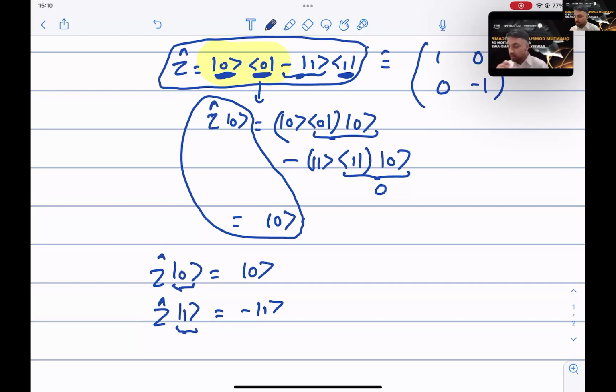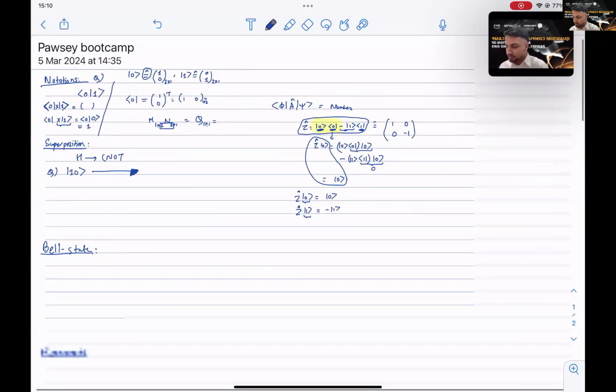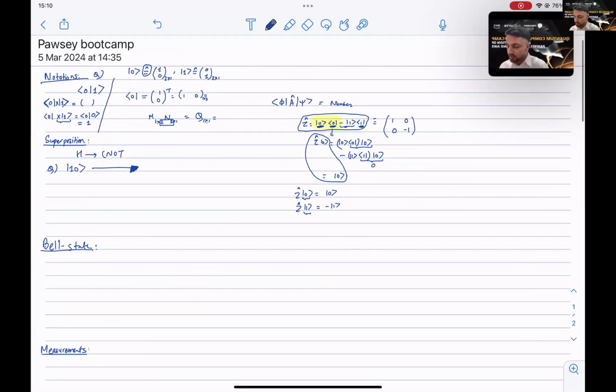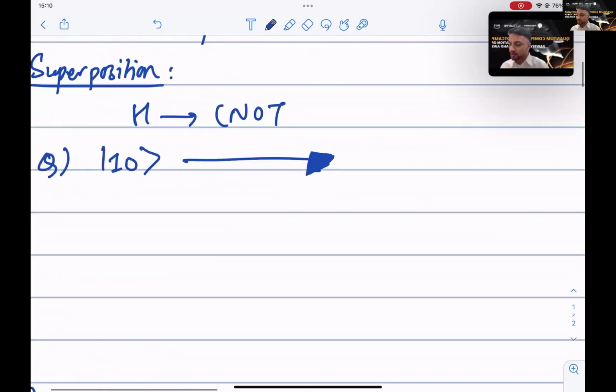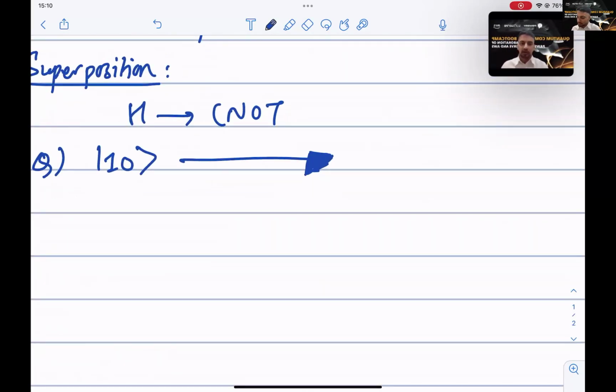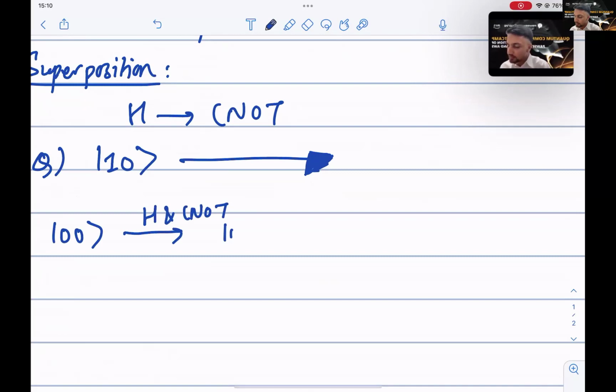Okay. All right. So that's one thing I wanted to ask. The other question I wanted to ask, to make sure that you understand superposition, is this. Jonas told you, and you learned, that if you apply Hadamard and CNOT to 0, 0, you get a Bell state. It looks something like this: 0, 0 plus 1, 1.